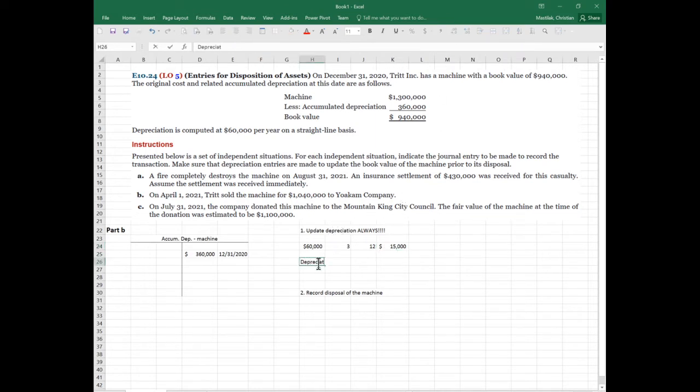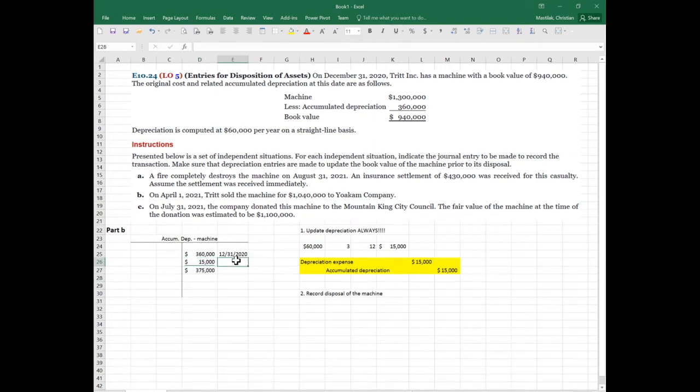So depreciation expense and accumulated depreciation. So that's our journal entry to update depreciation. And we're also going to add our $15,000 of accumulated depreciation to get $375,000 as our balance for 1/2020, and here's our balance.